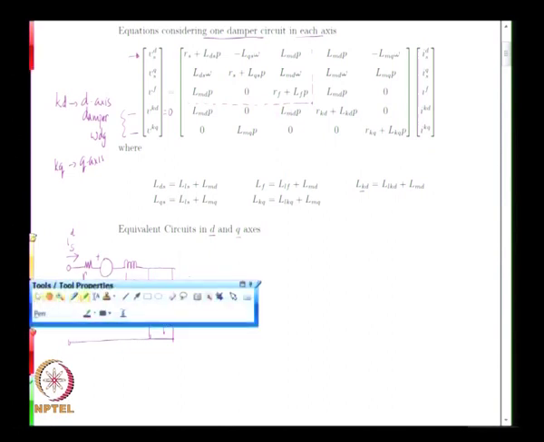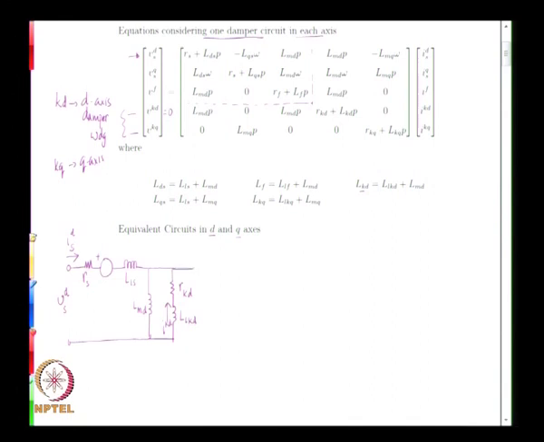So, if we now represent the field winding here, this is LLF and RF, and then this is now your field voltage VF, this is the field current that is flowing in IF. So, you have field current coming here, IDS coming here, IKD coming here, which means the flow of current through this branch LMD is nothing but the sum of all those.